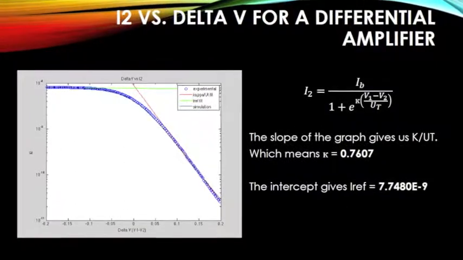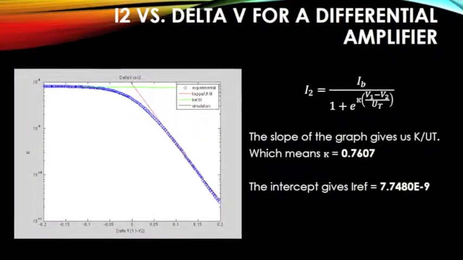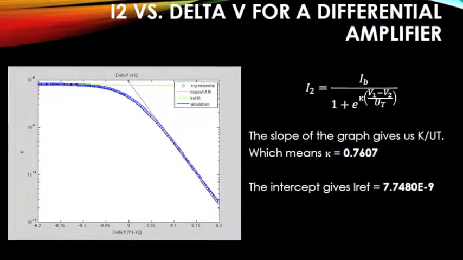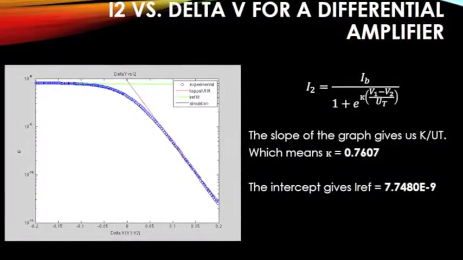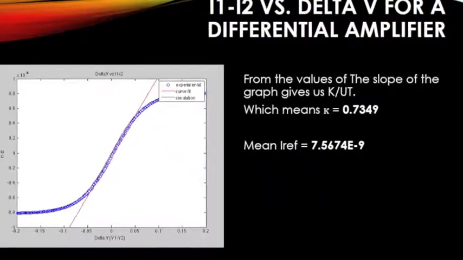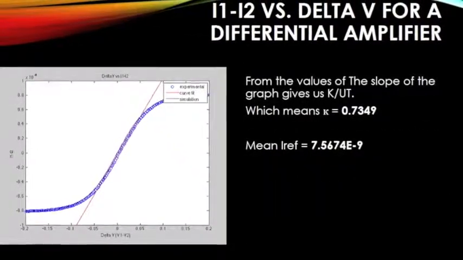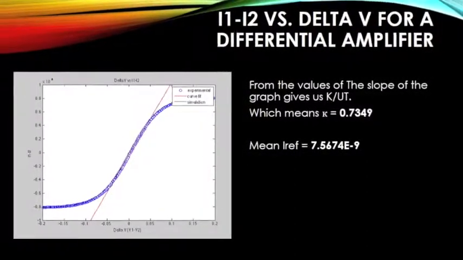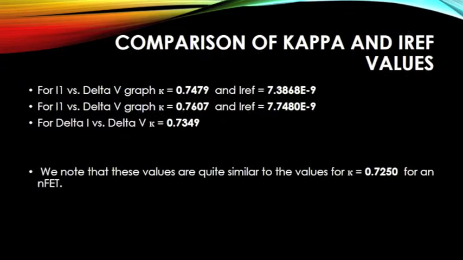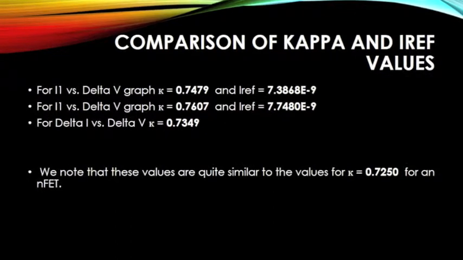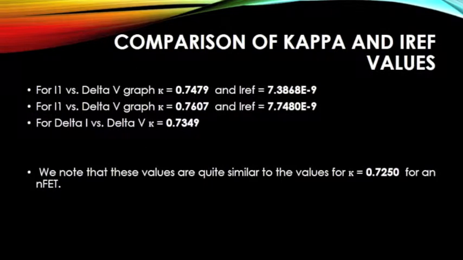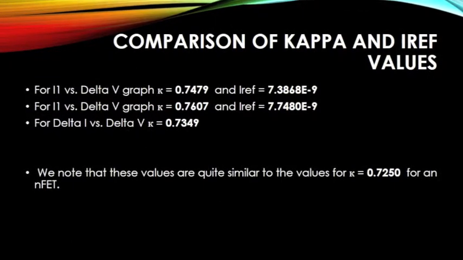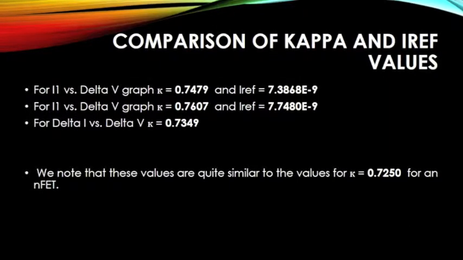Using the same procedure, we calculate Iref and kappa for I1 versus V1 minus V2, and for I1 minus I2 versus V1 minus V2. On comparing these values, we discover that kappa is about 0.74 and Iref approximates to 7.5 nanoamps. Also, these values are similar to the values in Project 1.